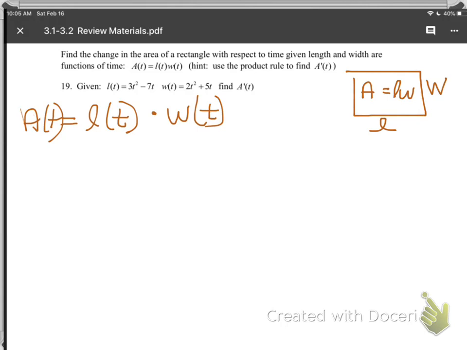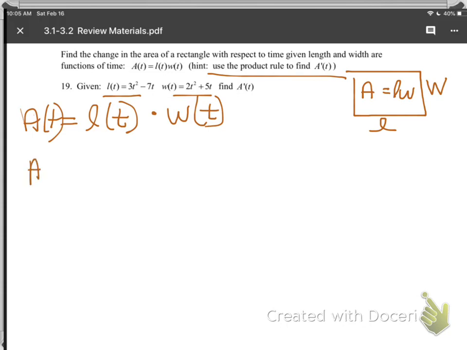So it says, find the change in the area of a rectangle with respect to time, given length and width are functions of time. All right, so that sounds good. So they're telling us to use a product rule, and then we have functions. So it looks to me like I'm not going to get an answer for this one. I'm going to get an expression. So let's see if we can figure it out.